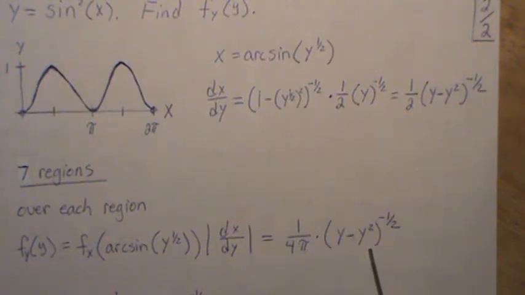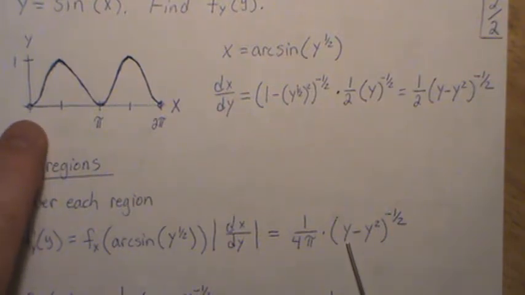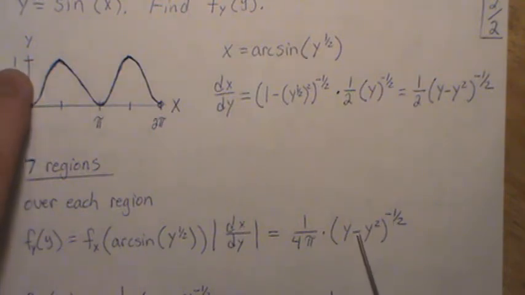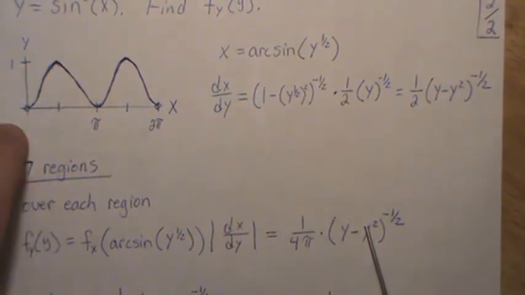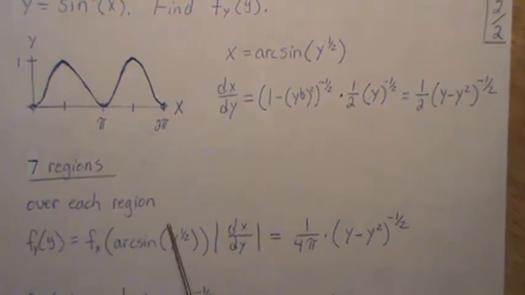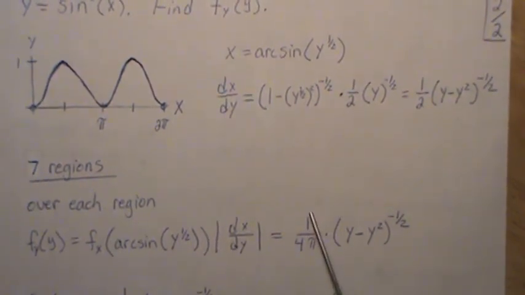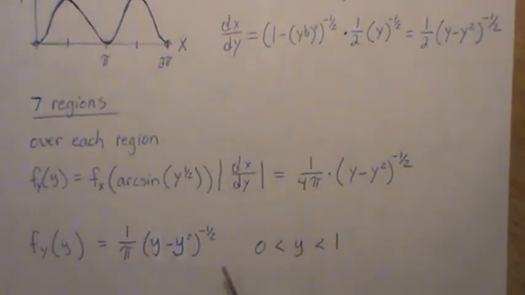So now notice this though, if we plug in 0, this is undefined. 0 minus 0 raised to the -1/2, that's undefined. If we plug in 1, that's undefined. So the density is only defined between 0 and 1. And we have to add each region, so we're adding this function 4 times. So it's 4 times it, and the 4's cancel, leaving just this.